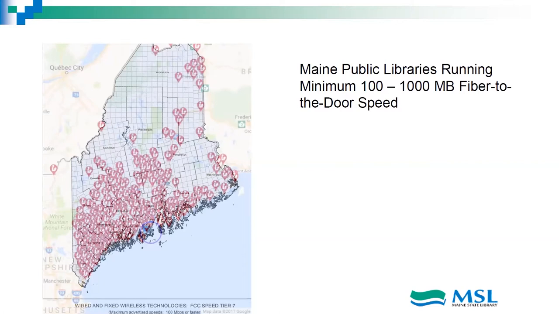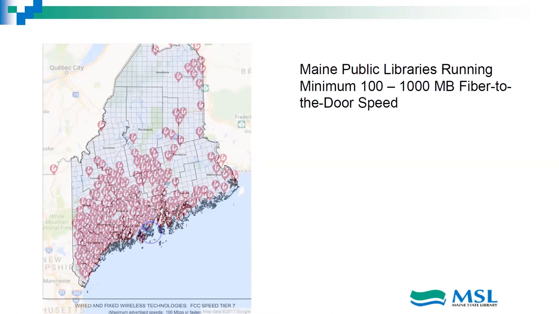So we have, depending on who files their annual report, about 260 public libraries in Maine. And Maine is one of those states where the libraries are all locally funded, locally operated. So we're just over half that are 501c3 private nonprofits. The other half are municipal departments, and they're all locally funded. So getting everybody on board with something is kind of like herding cats.